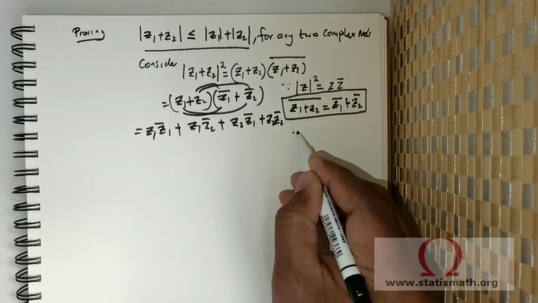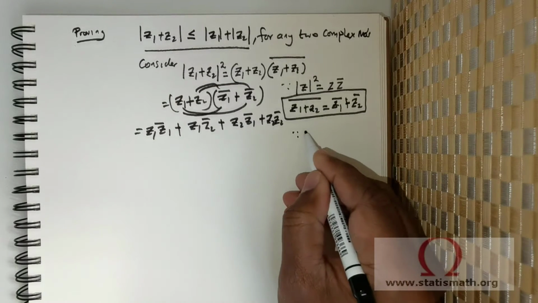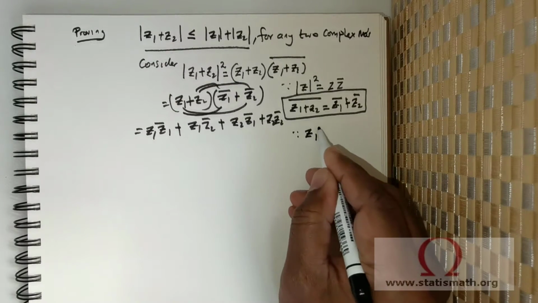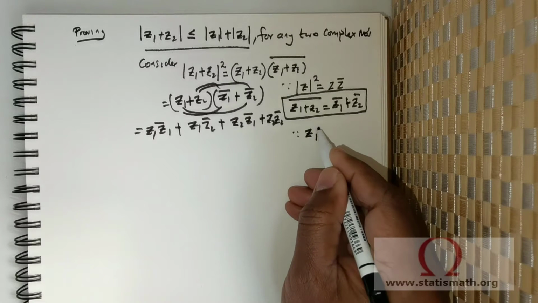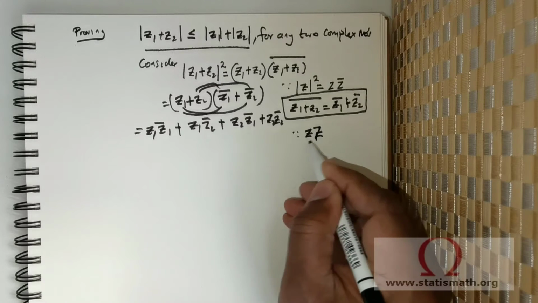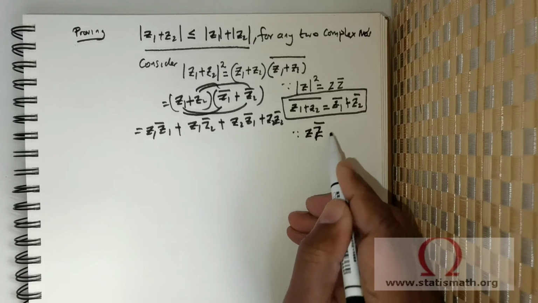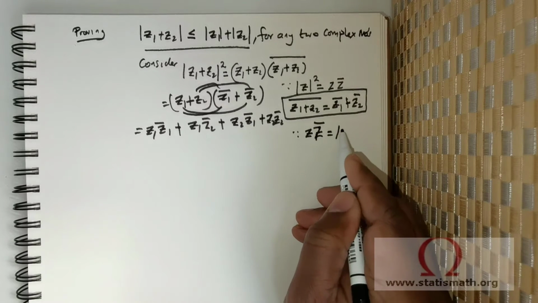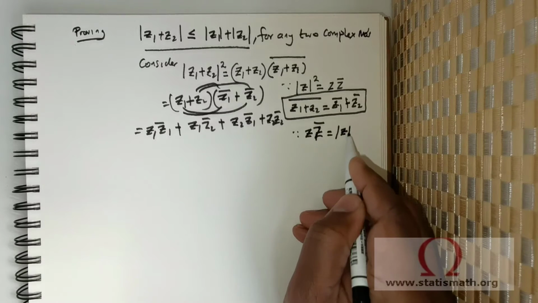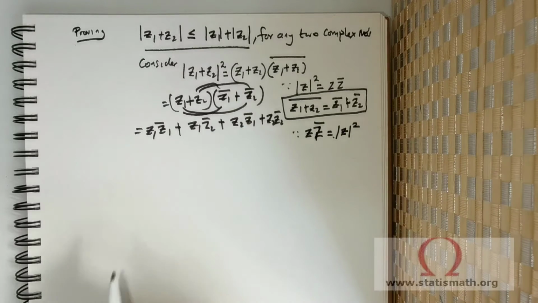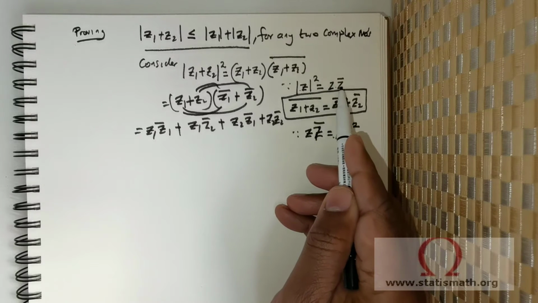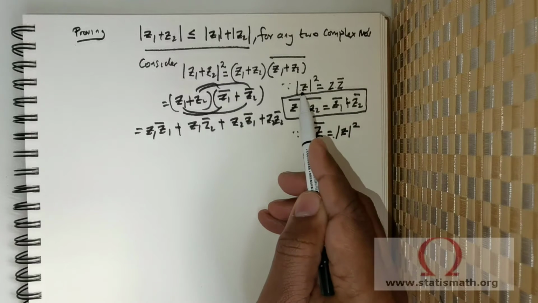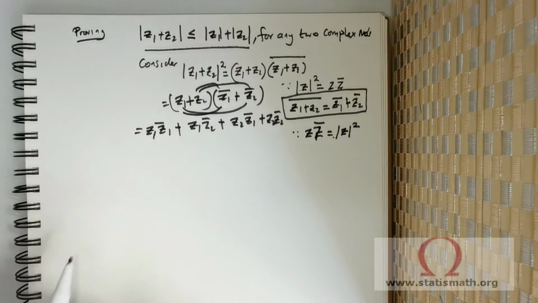Now you have to understand the next property. z1 multiplied with z1 bar, or in other words, a complex number multiplied with its conjugate, will give us the modulus of the number squared. Okay, have that in mind: z multiplied with z bar is equal to modulus of z raised to the power 2.